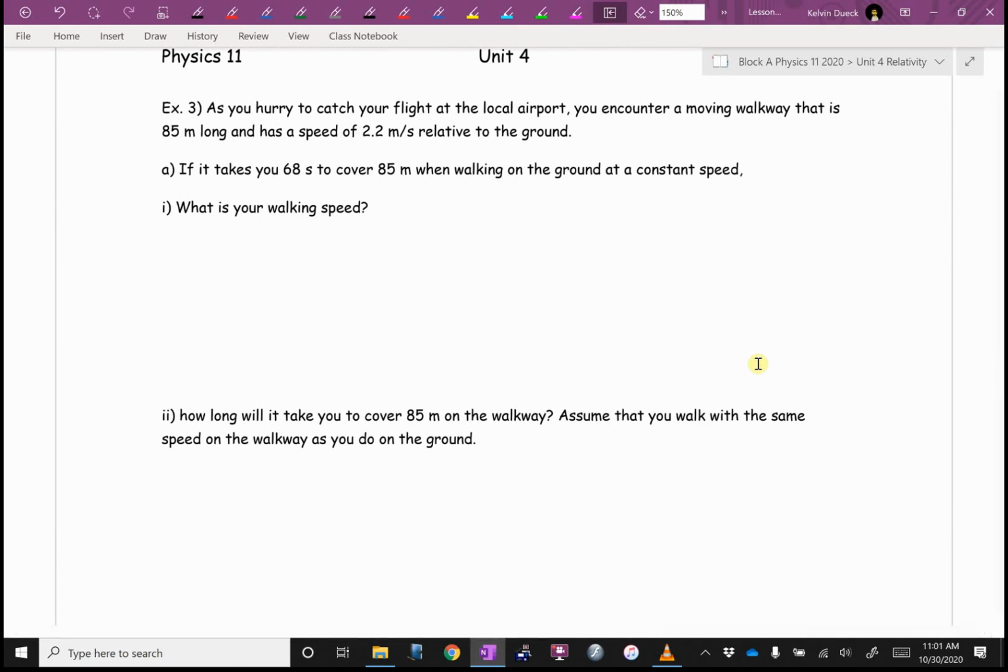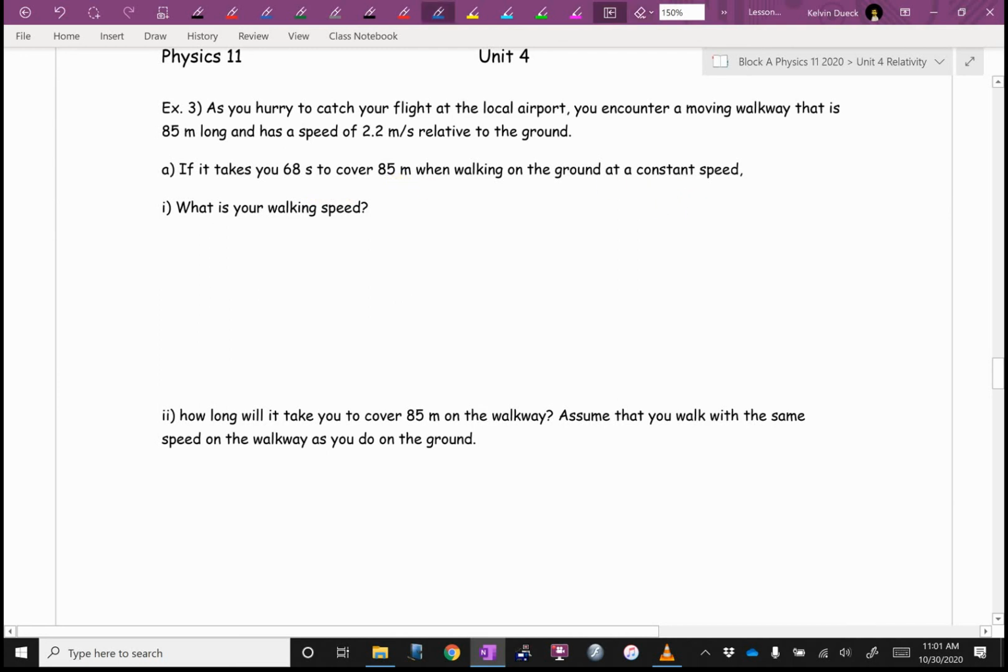Example 3. As you hurry to catch your flight at a local airport. Remember airports and travel? Oh, those were the days. Okay. You encounter a moving walkway that is 85 meters long. It has a speed of 2.2 meters per second relative to the ground. Suppose you ignore the walkway and it takes you 68 seconds to cover that 85 meters at a constant speed.